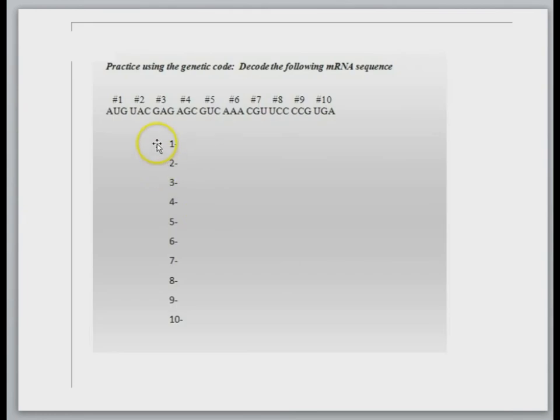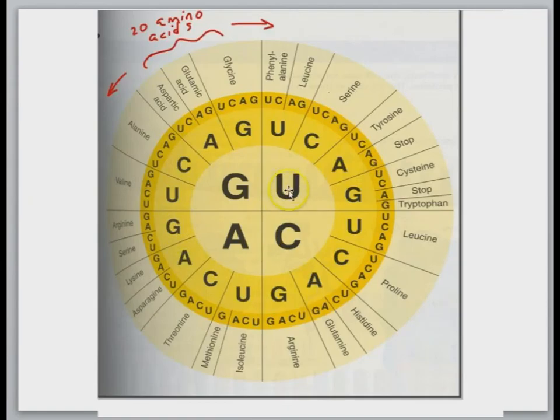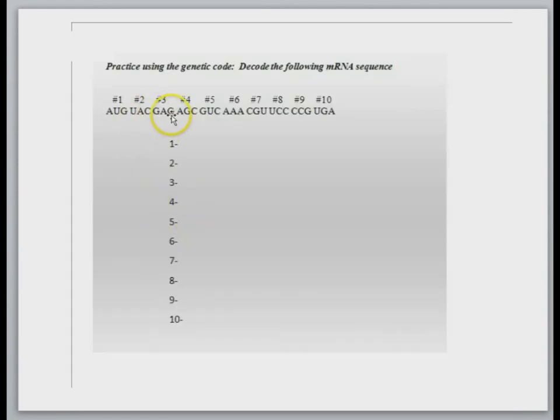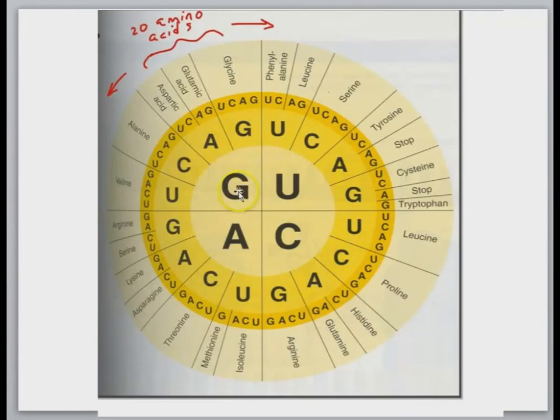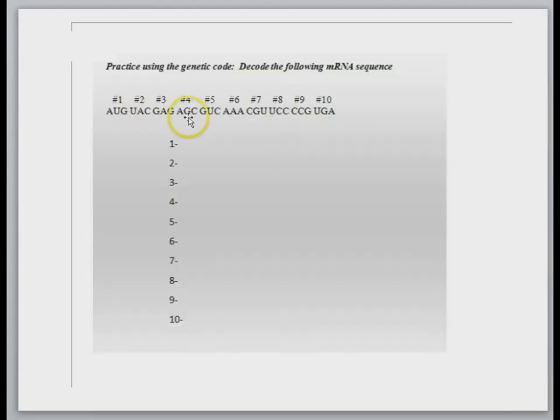So we could go to triplet number 2, UAC. We come back to our code. Now we start at the U. UAC is going to be tyrosine. If it were UAU, it would also be tyrosine. GAG, we go to G, then the A, and the G, glutamic acid, and so on. So you just go down one triplet at a time.